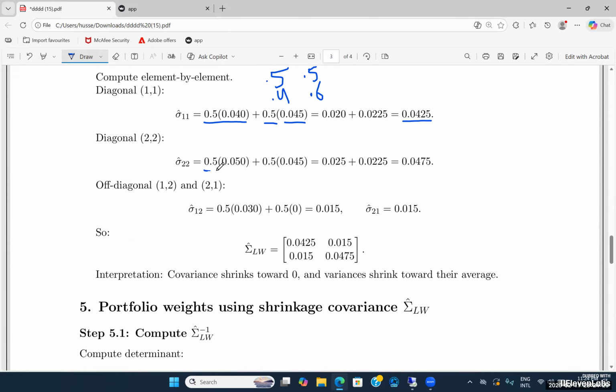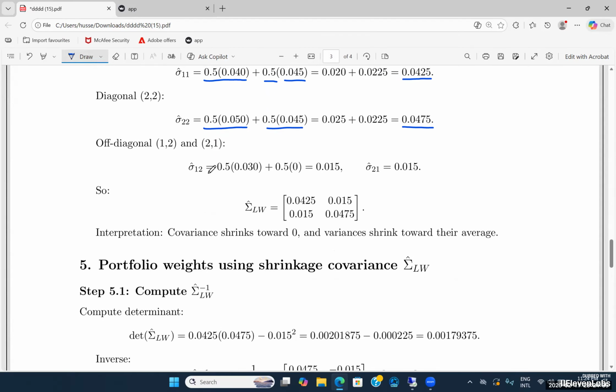In a similar fashion, we proceed to determine the weighted variance for the second asset. This involves taking the assigned weight and multiplying it by the actual variance observed for that second asset. Additionally, we add the product of 0.5 and the variance of the second asset as specified by our target matrix. And this step will then provide us with the second variance.